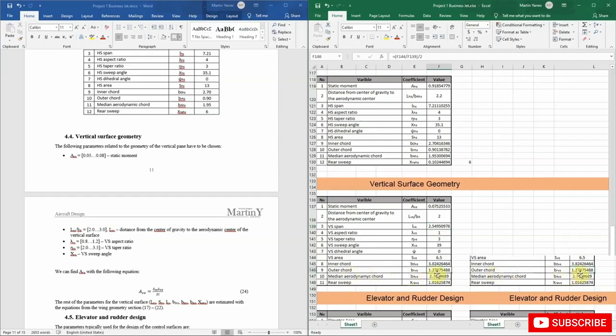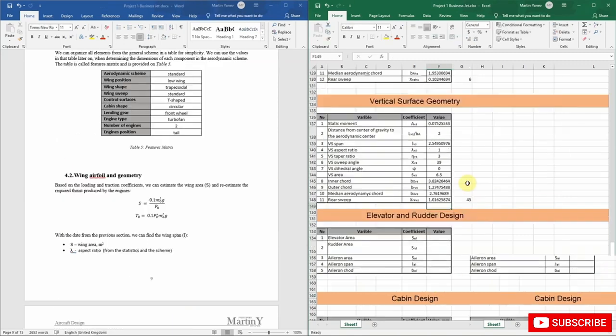For the outer chord 1.27 in meters. Then for the median aerodynamic chord 2.7, and for the rear sweep 1.16, which is actually about 45 degrees. Okay, and that's it, guys. We're ready with the vertical surface.